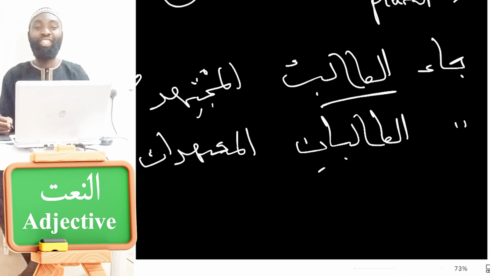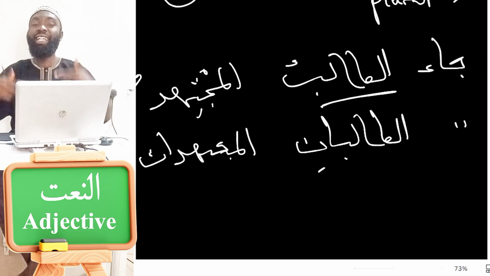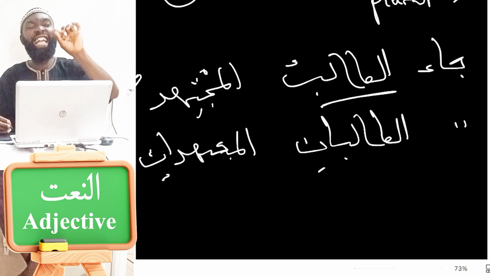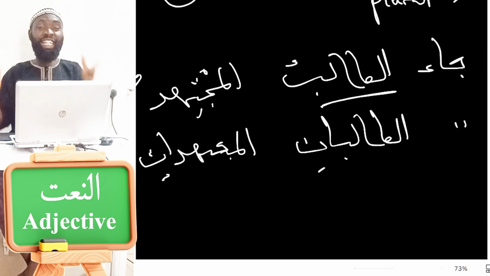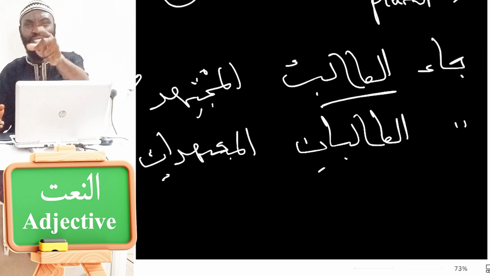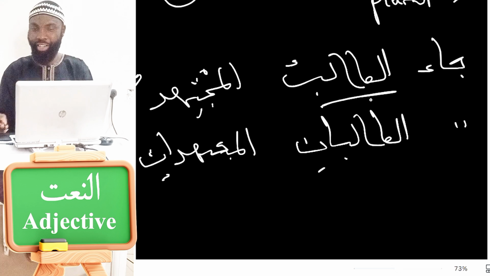Al-mujtahidani. Can you see? So there is concord here. The word al-mujtahid, which is qualifying at-talibu, is coming as what? Muthanna, as dual. So, Ja'a talibani al-mujtahidani. It would have been wrong for you to say Ja'a talibani al-mujtahidu. So this is the concord we're talking about.